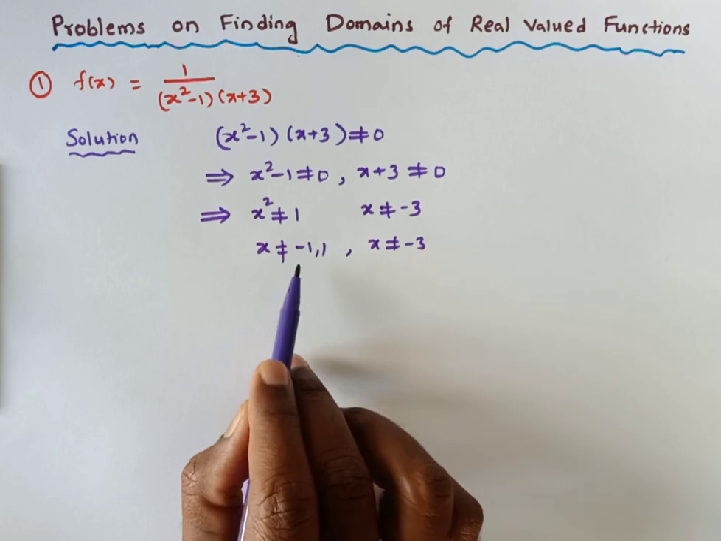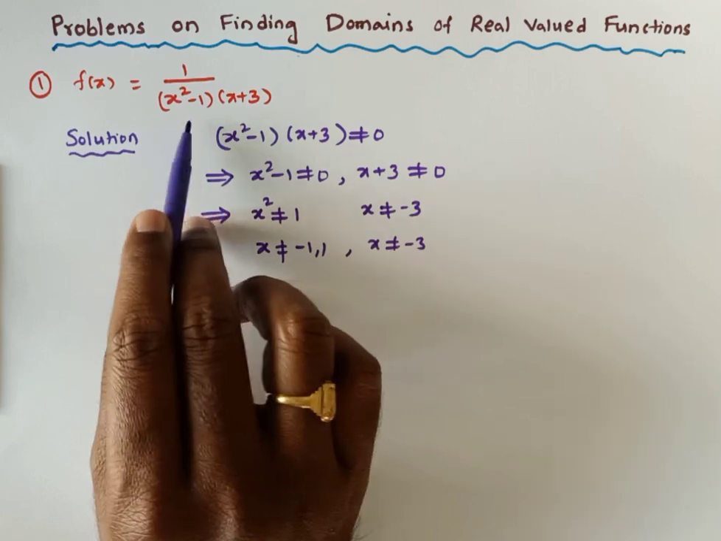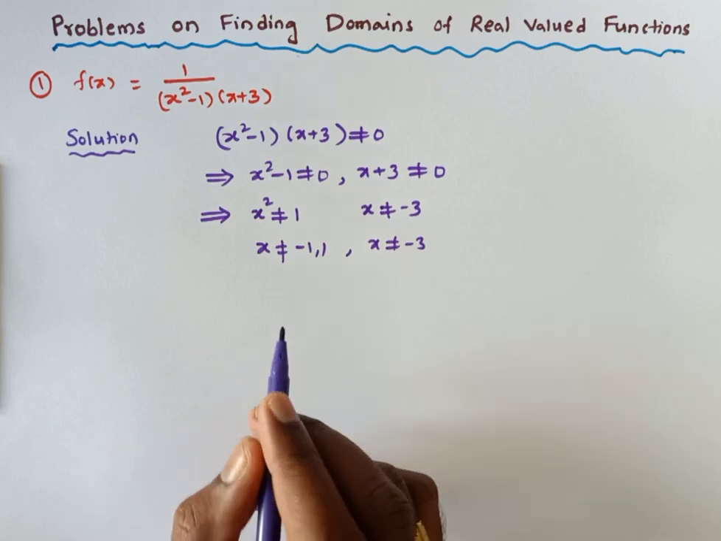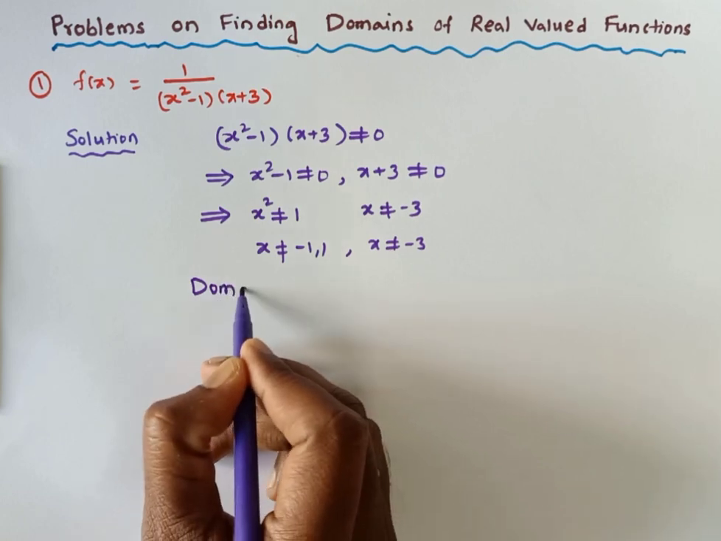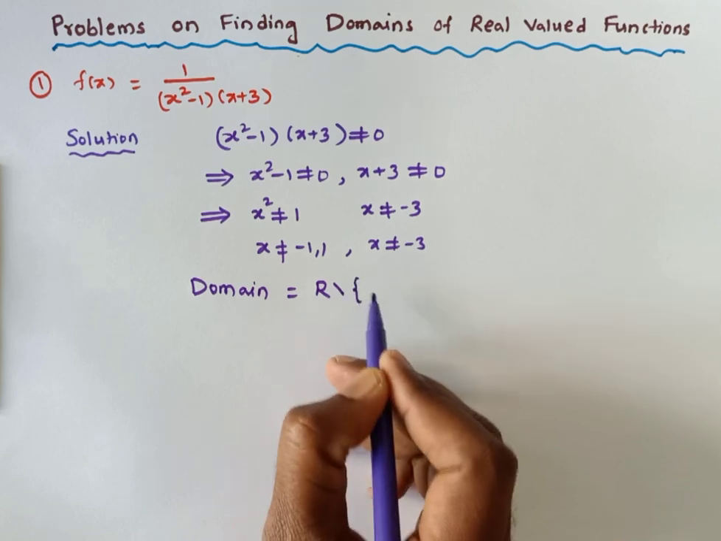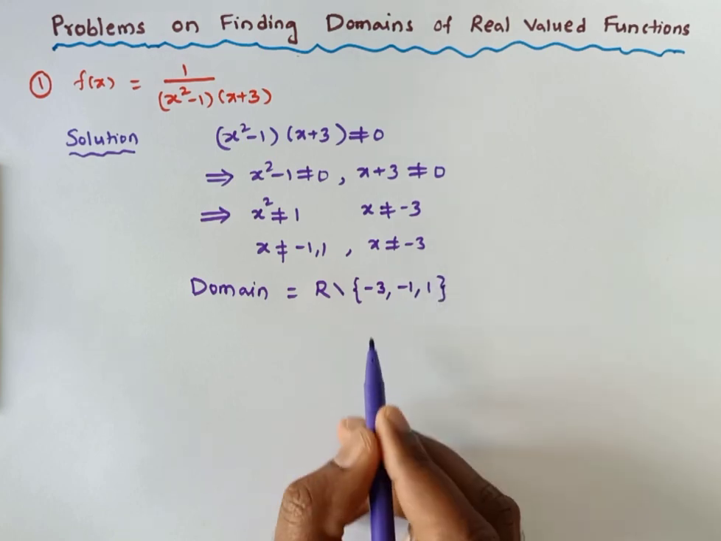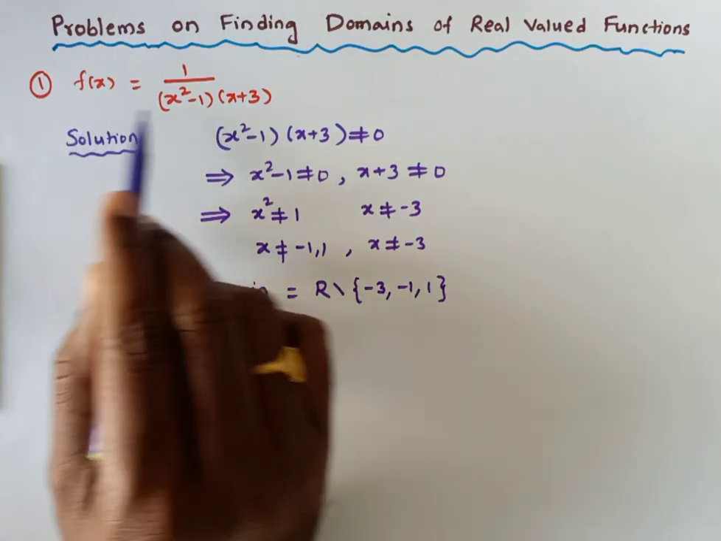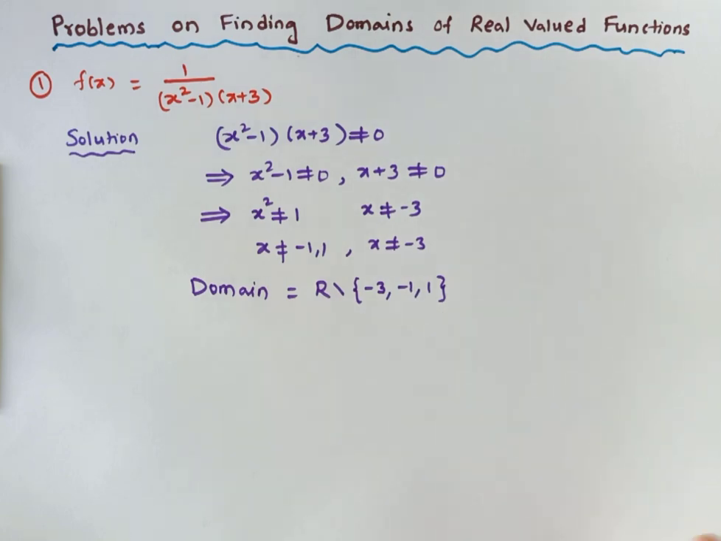సో ఇఫ్ we substitute these values like minus 3, minus 1, 1 in this, therefore this is invalid, means 1 by 0 form. 1 by 0 is nothing but undefined. So therefore this function is valid for all real numbers except minus 3, minus 1, 1. సో ఈ 3 వాల్యూస్ కాకుండా మిగతా ఏ వాల్యూస్ ఇచ్చినా అనేది పాసిబుల్ అవుతుంది. సో దిస్ f of x is defined for all values of x except minus 3, minus 1 and 1.